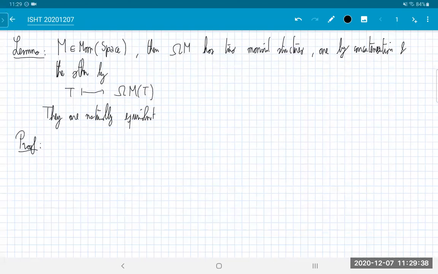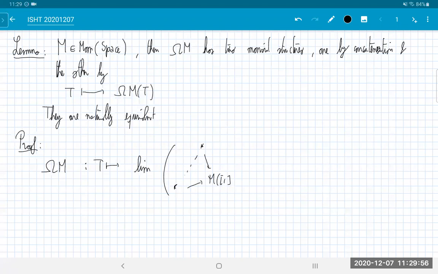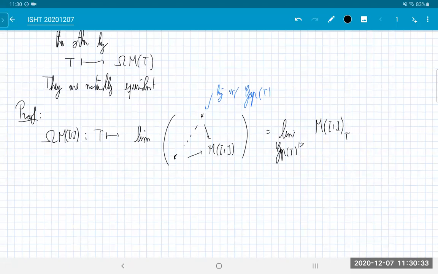Okay, proof. Remember that the concatenation of loops was given by omega M sending t to the limit of the following diagram, where these points are in bijection with gap t. So this was a limit over gap t of this functor that I called M1 t, which sends every gap to a point, and the cone point to M, the space. So let me call this omega M of 1, to distinguish between the two, omega M and omega M of 1, with the two monoid structures. And the idea is I'm going to construct a third space that maps to both of them by equivalences.